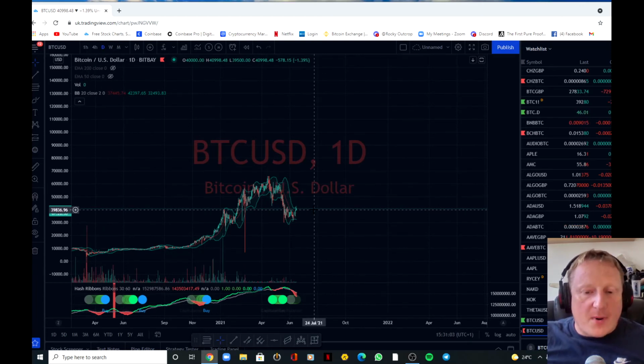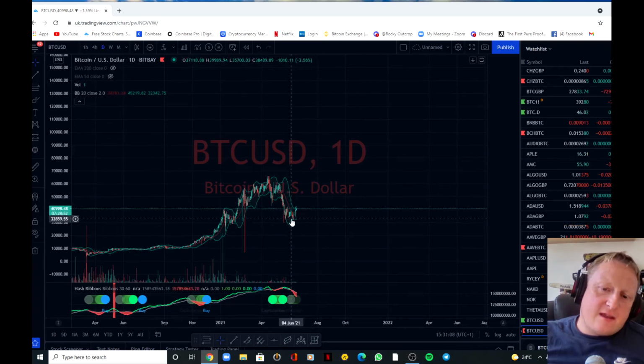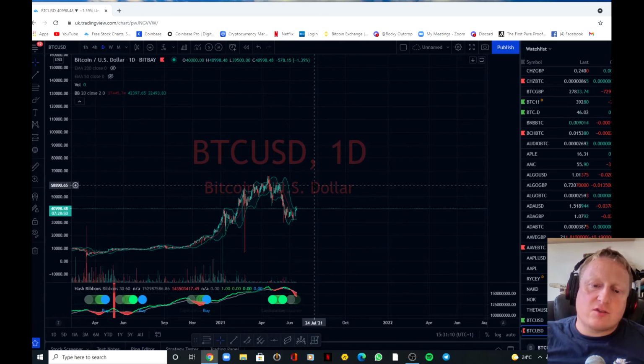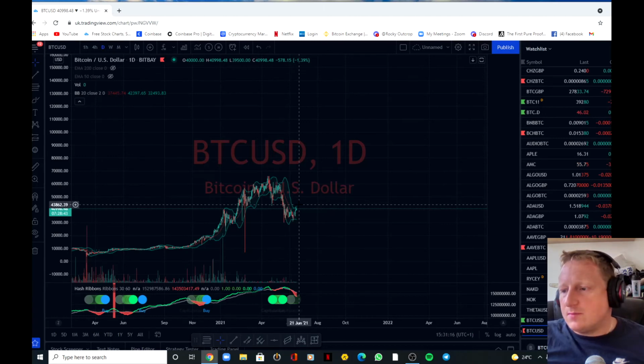So yeah, my gut feeling, again, not financial advice, is we've found support and we're going to carry on. And this death cross will be a fake out to scare and shake out the weak hands. But we will see. Time will tell.